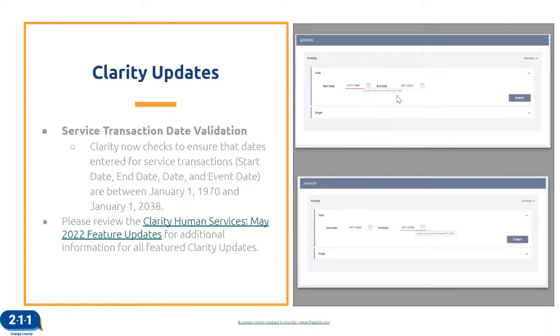If you enter a date that's before 1/1/1970, you'll get the message at the top right. It says service date must be after 12/31/69, and you won't be able to submit the service transaction until you correct the date. In the same light, if you enter a date after 1/1/2038, you'll see the message on the bottom right, which reminds you that the service date must be before 1/1/2038. Again, you won't be able to submit the service transaction until you correct the date.